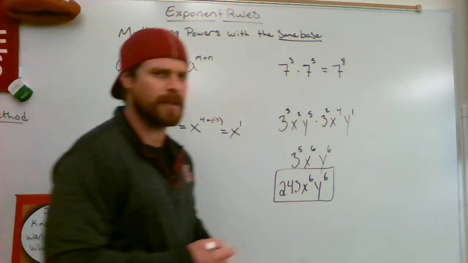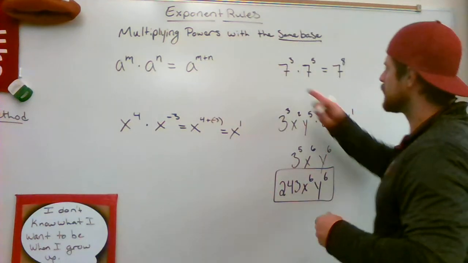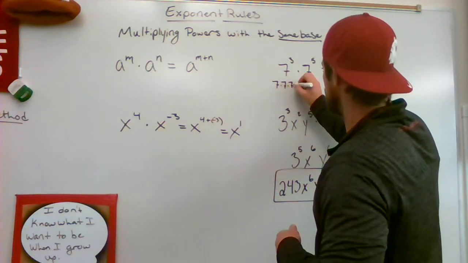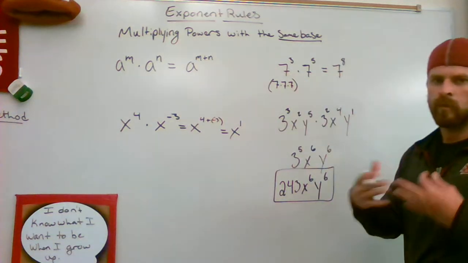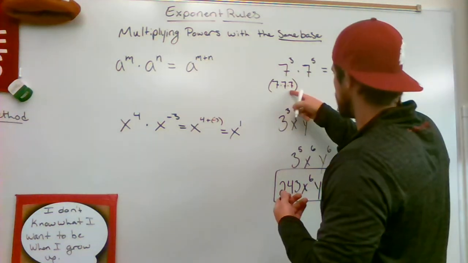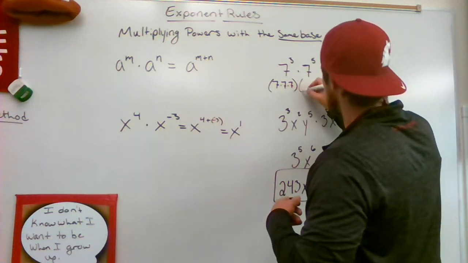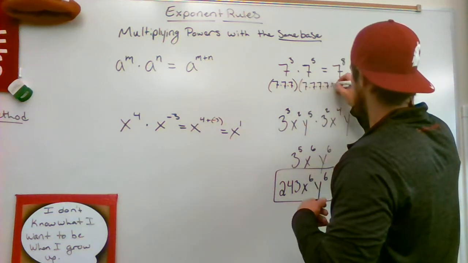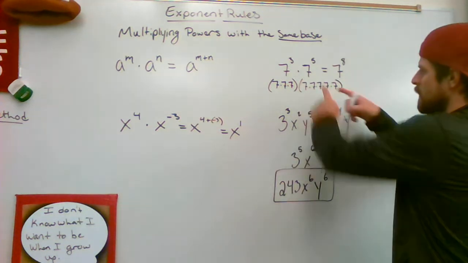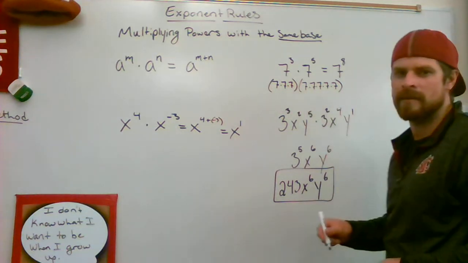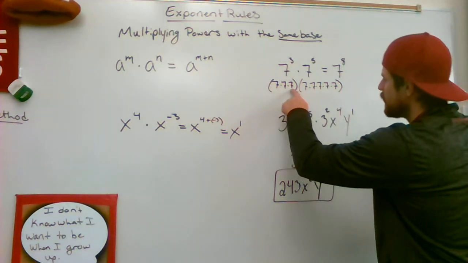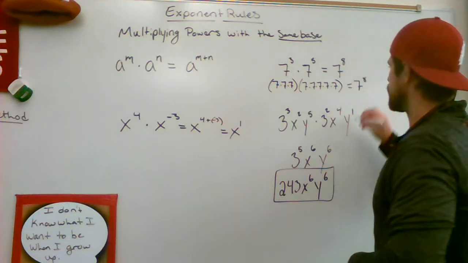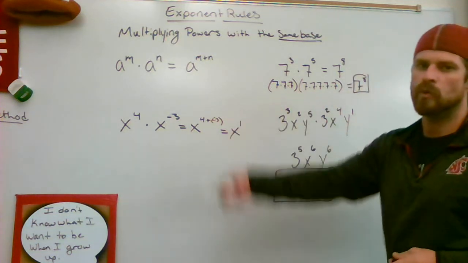Oh, I didn't really go into that, did I? Let's finish up with that. What is 7 to the 3rd power? It's just 7 times 7 times 7. If you want to understand the why of why this works, 7 to the 3rd power is just 7 times itself 3 times. 7 to the 5th power is 7 times 7 times 7 times 7 times 7, 5 times. How many total 7s do we see? Count them up. 1, 2, 3, 4, 5, 6, 7, 8. That is why you get 7 to the 8th power, and that is why this rule works.